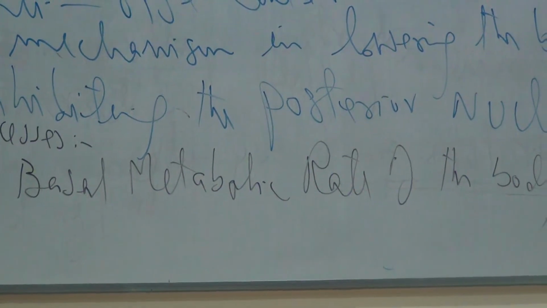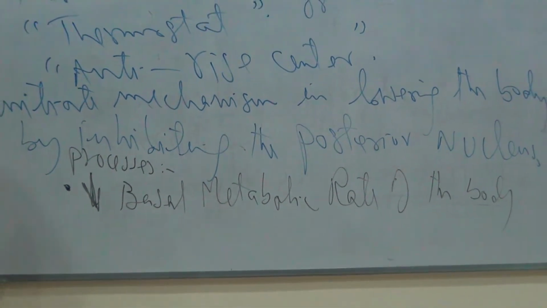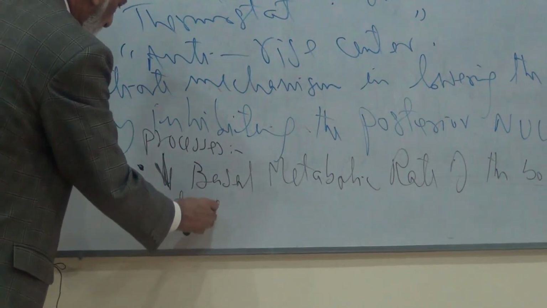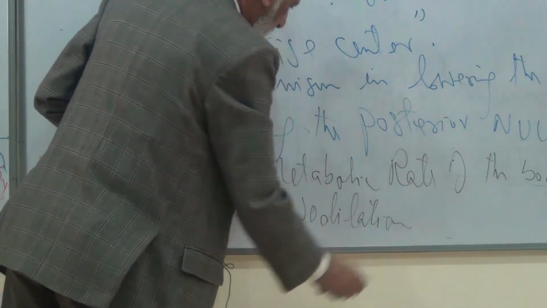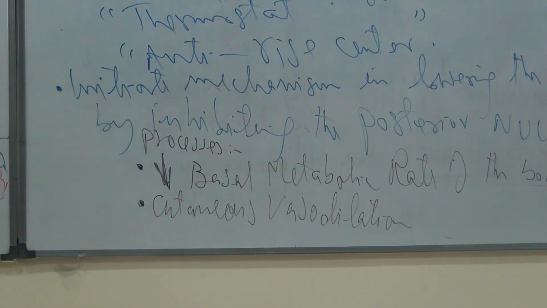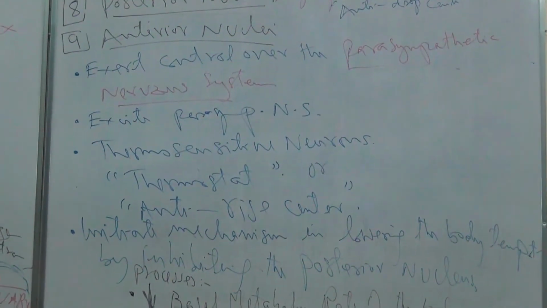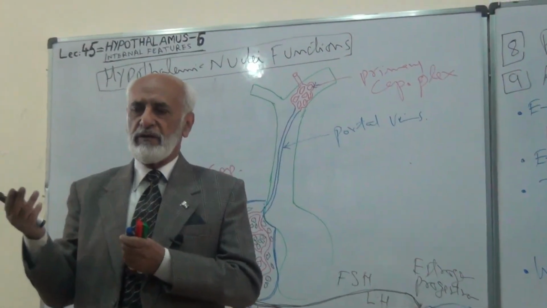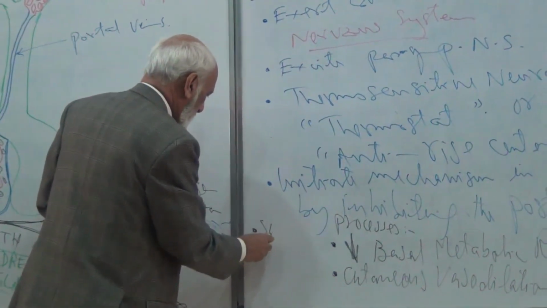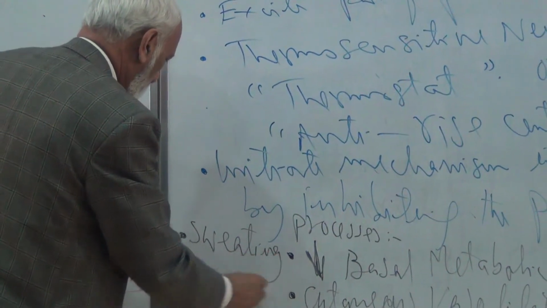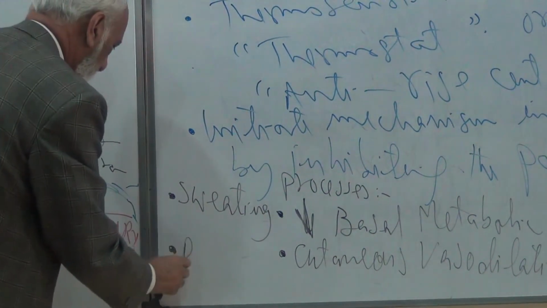The posterior nucleus was enhancing the body metabolic rate. The metabolism is enhanced. It occurs opposite to it. It causes cutaneous vasodilatation. The cutaneous blood vessels are dilated, therefore there is more loss of heat, and thus body temperature is reduced. This is just opposite to the posterior nuclei, which cause cutaneous vasoconstriction. Then another component is sweating, and panting, as in animals.